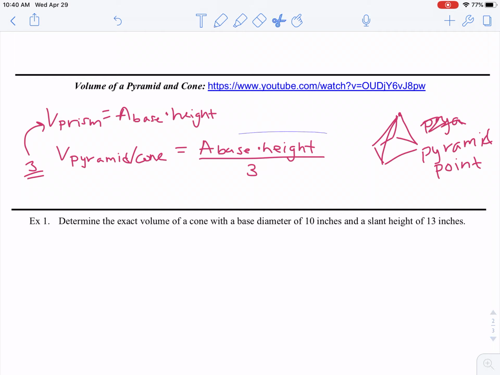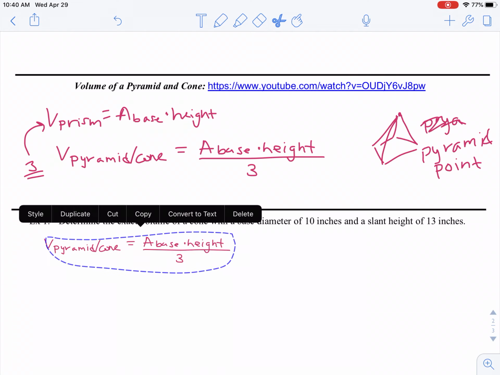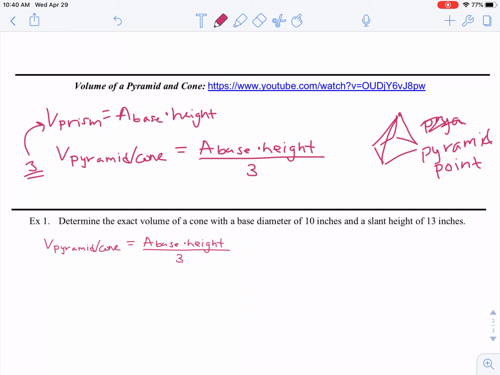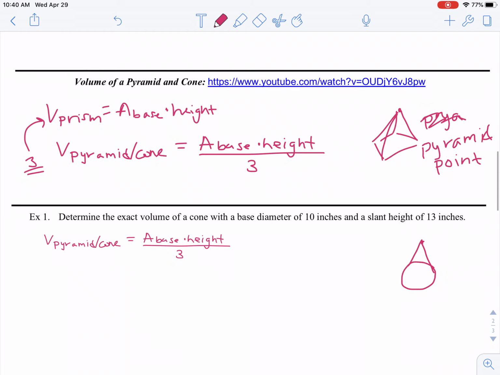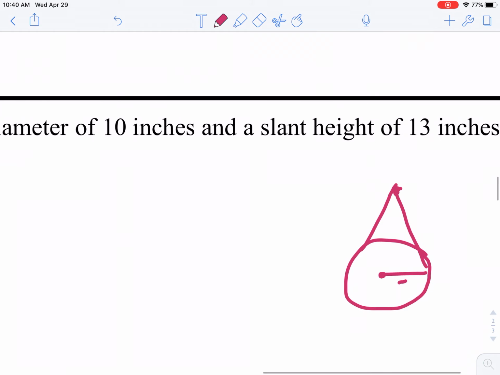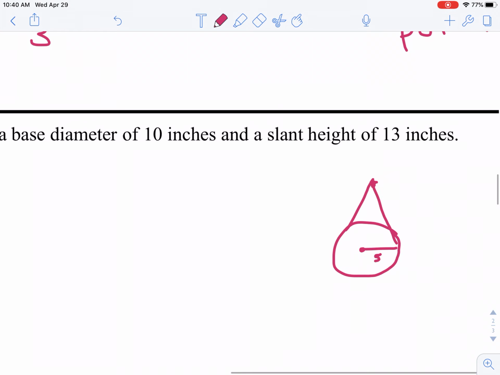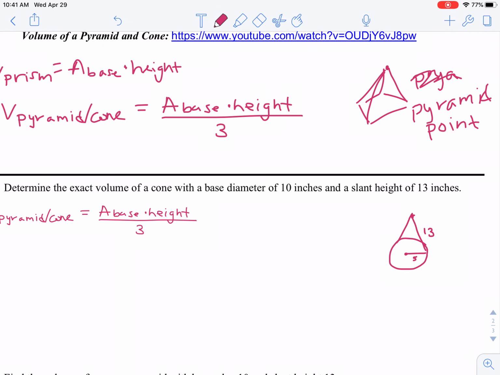So we know that the volume is going to be the area of the base times the height. Let's think about these. This tells us that the cone, now what is a cone? A cone is like a pyramid, except it doesn't have a polygon base. So our cone looks something like this, a circle that comes up to a point, with a base diameter of 10 inches, so our radius is 5, and a slant height of 13. So this 13 is that side that's on a slant here.